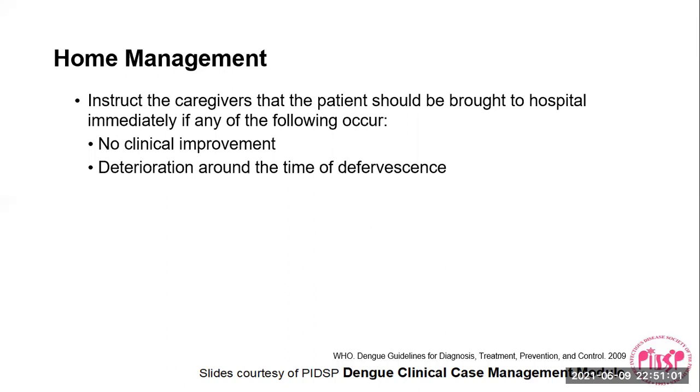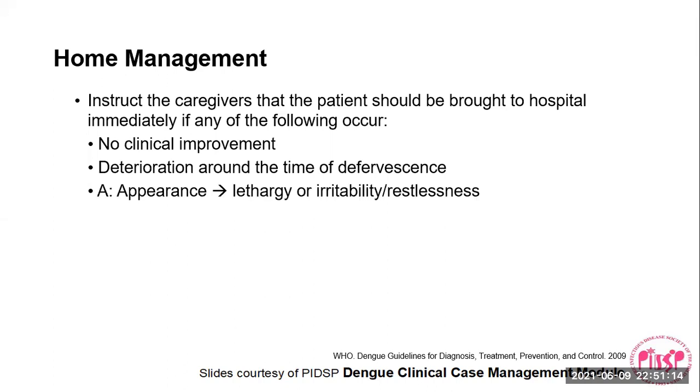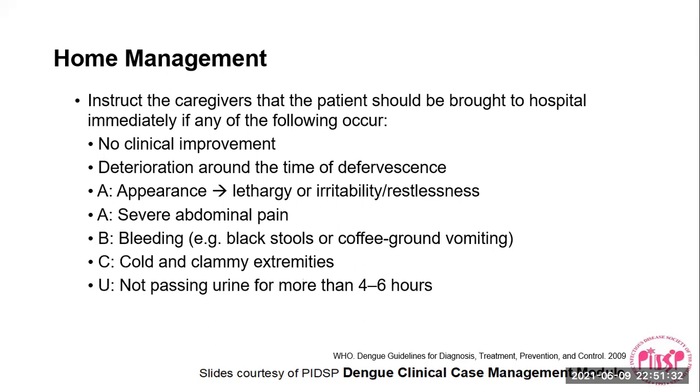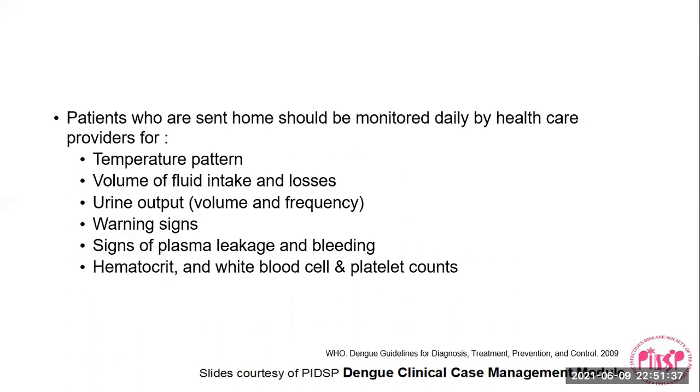So the caregiver should be instructed that the patient should be brought to the hospital immediately if any of the following occur. If there is no clinical improvement or if there's deterioration, especially around the time of defervescence. The following could be evaluated: the appearance of the patient, if there is lethargy or irritability or restlessness, if there is severe abdominal pain, if there are bleeding manifestations, if the patient now has cold and clammy extremities, which could mean that the patient is in shock, if the patient is not passing urine for more than 4 to 6 hours, or if there is persistent vomiting.